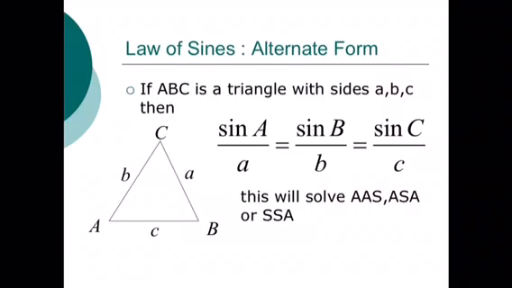So sometimes we want to solve for an angle instead of a side. In that case, we have the alternate form. And the alternate form is just the reciprocal of the standard form. But the nice part about it is we have the angle starting on top. Again, if we wanted to solve using this, we'd have to have two of our three ratios. So maybe we have sine of angle A over A and sine of angle B over side B.